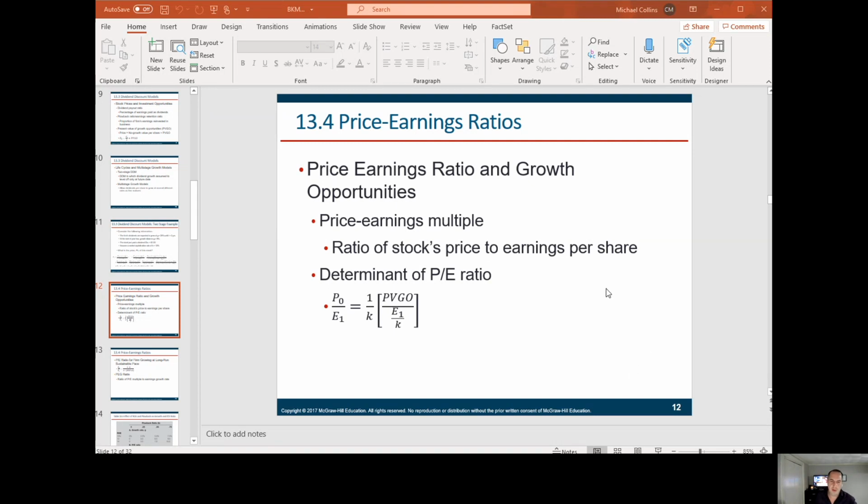Price to earnings and growth opportunities. So the price to earnings multiple is a ratio of the price of the stock to the earnings per share. It's one of the most common valuation metrics.